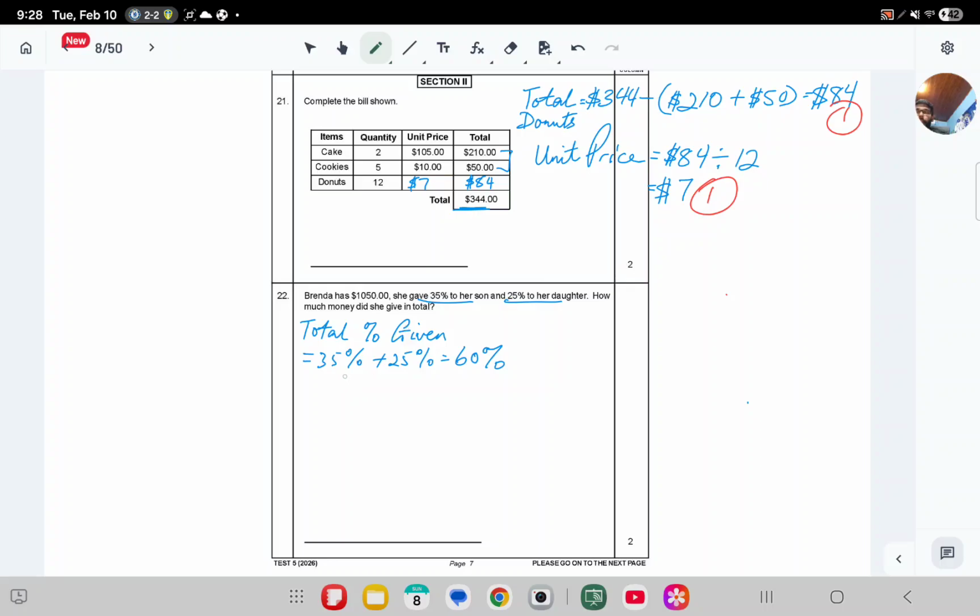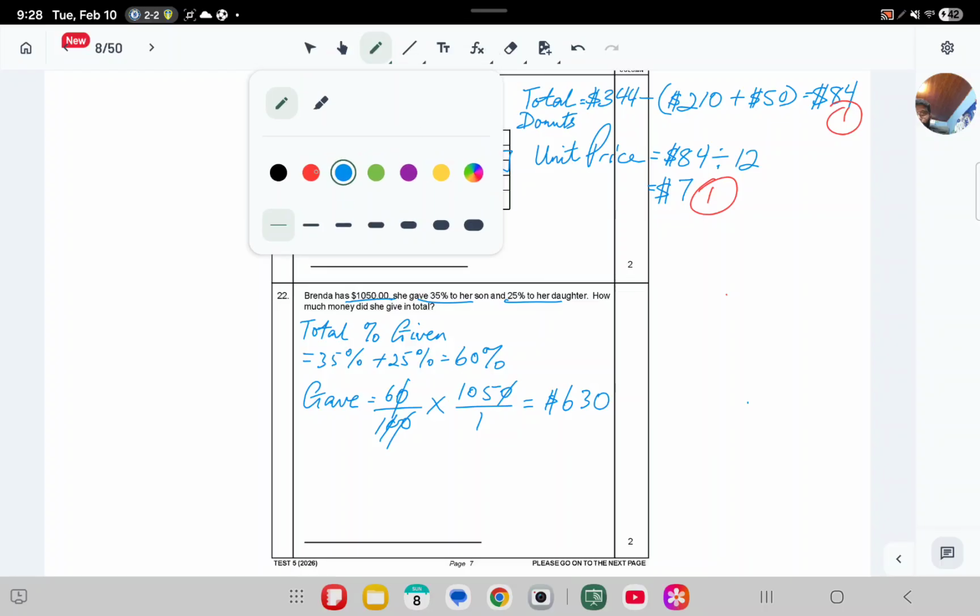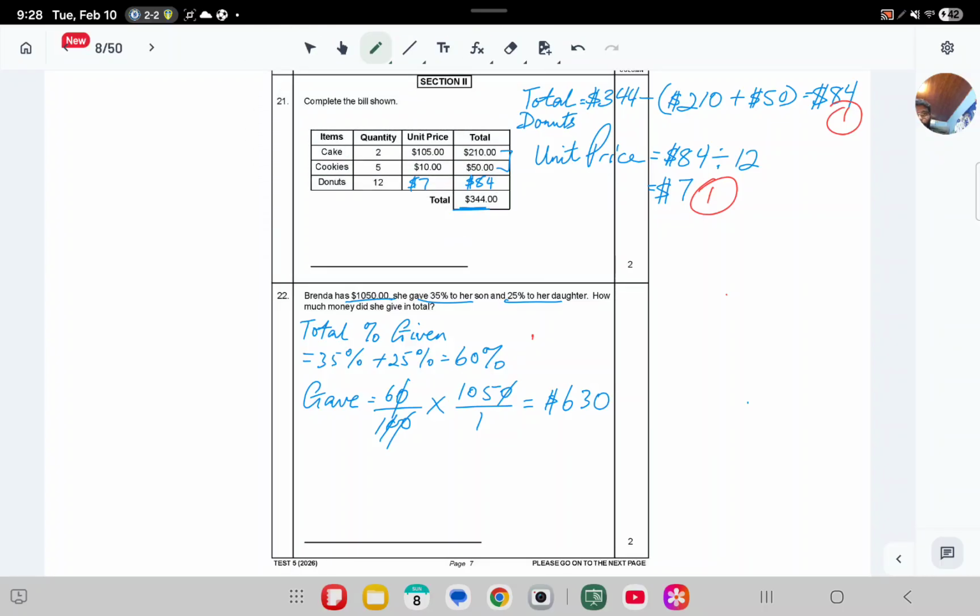Now we need to just represent this in terms of money. So to find out how much money she gave, you put the 60 over 100, because percentage is out of 100, multiply by the total over 1, which is 1,050 over 1. Numbers end in zeros, so we can cancel the zeros. So we end up with 105 multiplied by 6, which is equal to 630. 1 mark for total percentage, 1 mark for total amount of money given.